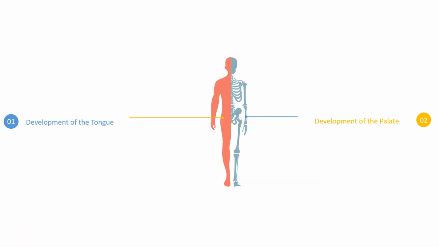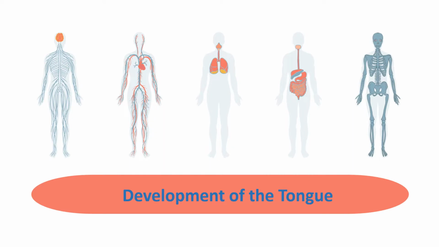Like I just mentioned, we're looking at two main things today. First, the development of the tongue, and within that we'll discuss things like the innervation and the musculature. Secondly, we will look at the development of the palate, and within that we'll look at things like the development of the intermaxillary segment, the secondary palate, and so on and so forth. Okay then, let's jump right into it and discuss the development of the tongue.